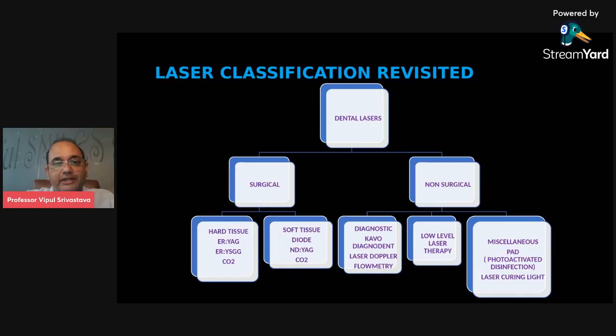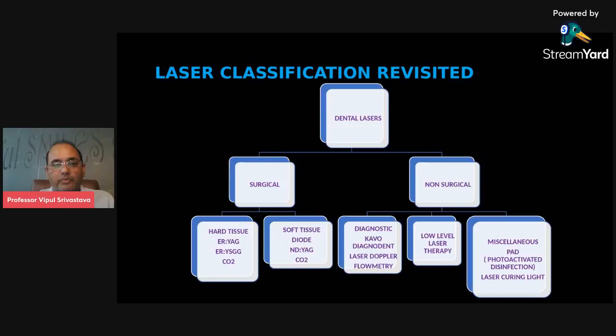Again, we will talk more about this in my next webinar, but you need to understand that most dental lasers, when we buy them, have the capability to provide low-level laser therapy. They come with an attachment, or if you know the technique, you can always use your normal dental laser for biostimulation. The newer machines come with dedicated tips also. Otherwise, you can buy dedicated low-level lasers also. Besides this, you have miscellaneous lasers like photo-activated disinfection and laser curing light, which I will be discussing in other webinars later on, right?